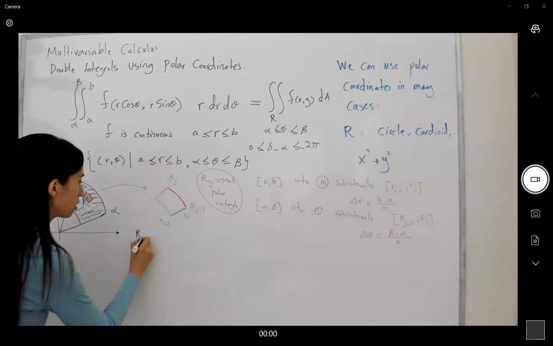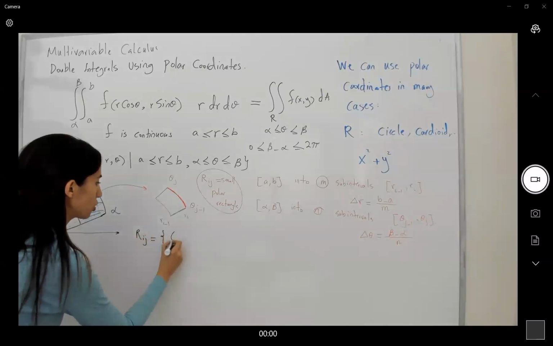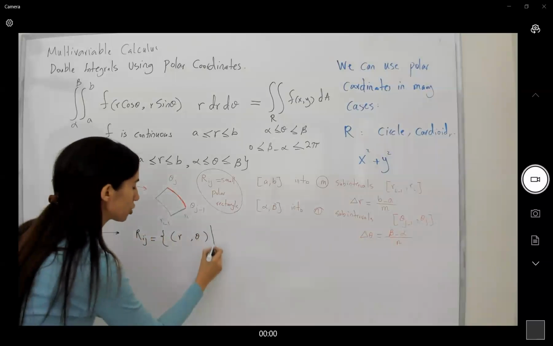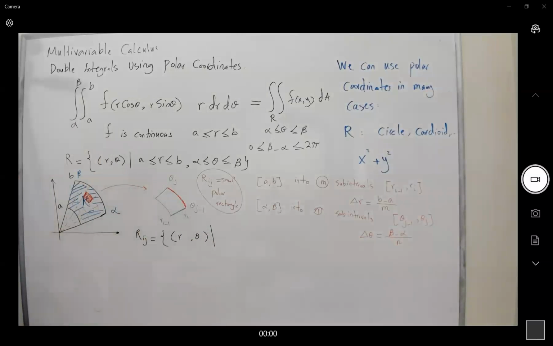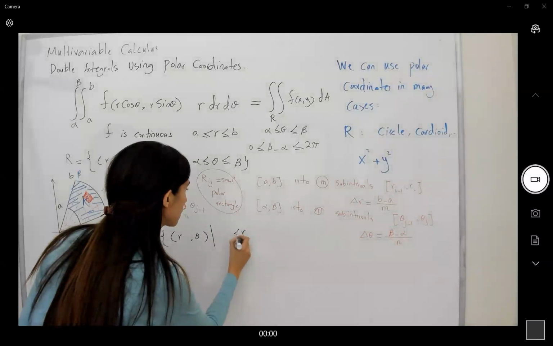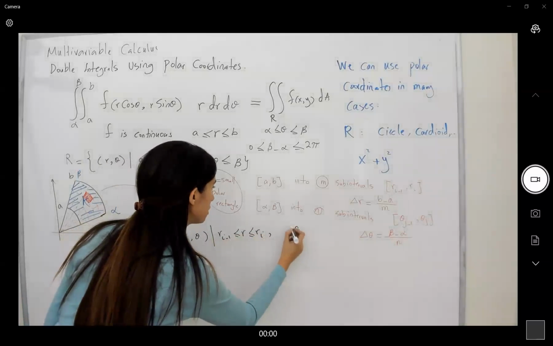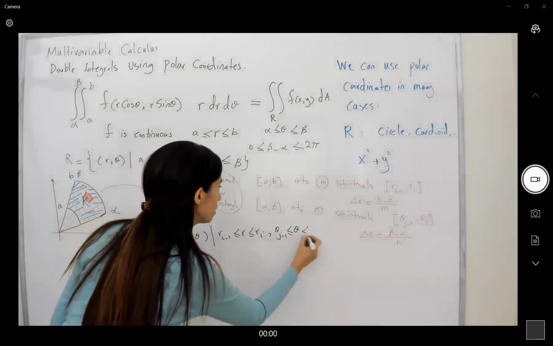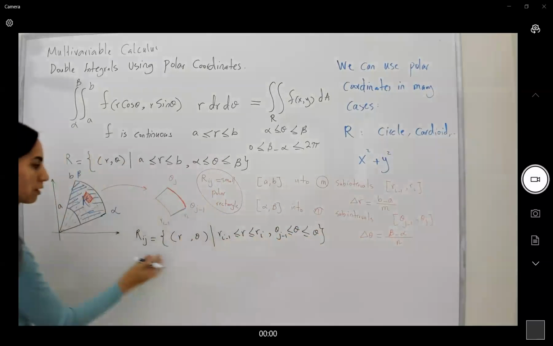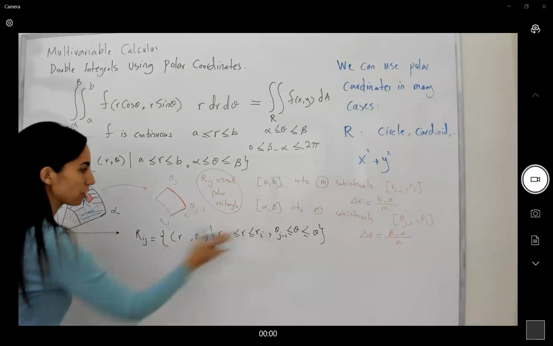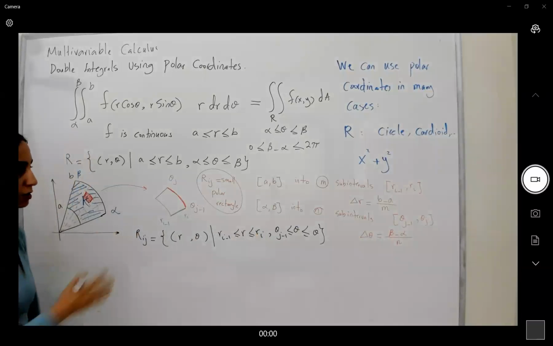I'm saying that Rij is equal to the collection of r and thetas such that my r ranges between Ri minus 1 and Ri, and my theta ranges between theta j minus 1 and theta j. So this little slice here is actually a collection of r and thetas with the condition.